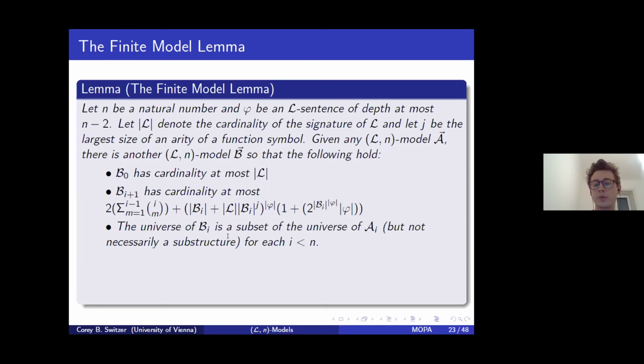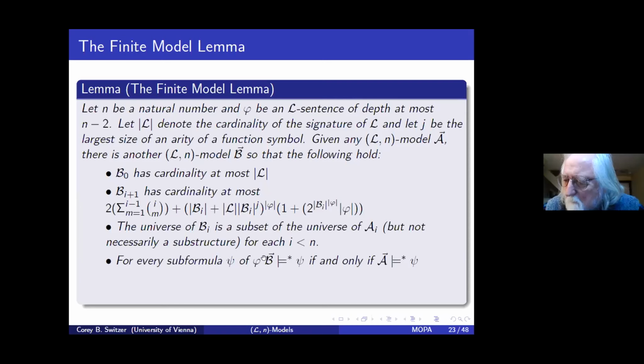And the universe of each B i is a subset of the universe of A i. Not necessarily a substructure in the sense I defined at the beginning of the talk, but it's a subset. So I'm taking elements from A i. And finally, the important point is that for each subformula psi of phi, B vector fulfills psi if and only if A vector fulfills psi. So I get a kind of elementarity with respect to subformulas of phi, and in phi in particular. Okay.